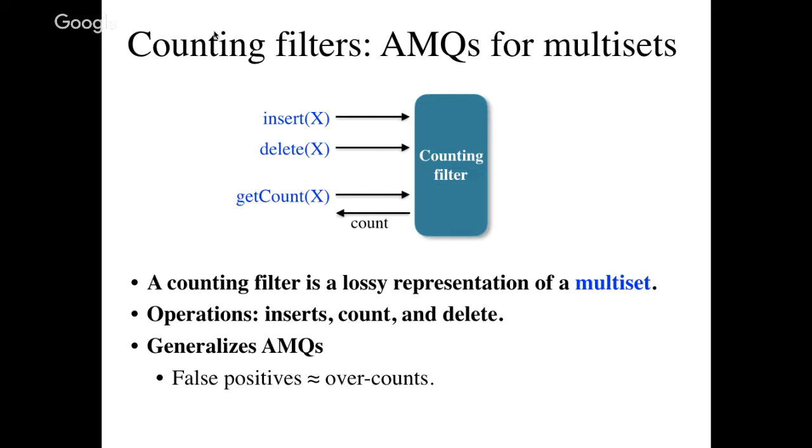The overcounts in the counting filter are analogous to a false positive. As I said, they're a compact representation of a multiset. That means they occasionally return overcounts for an element, which is the same as a false positive answer in a Bloom filter.